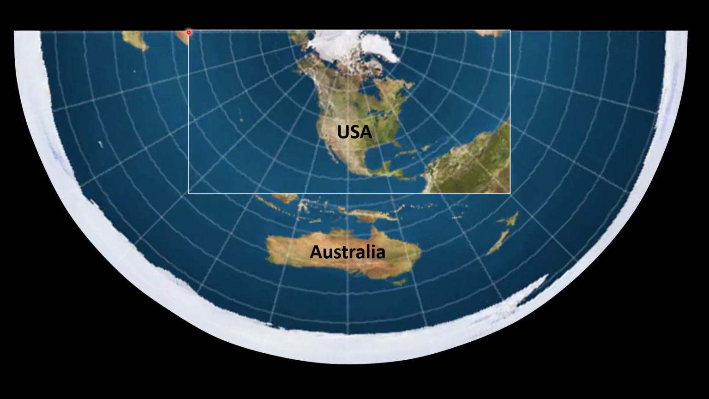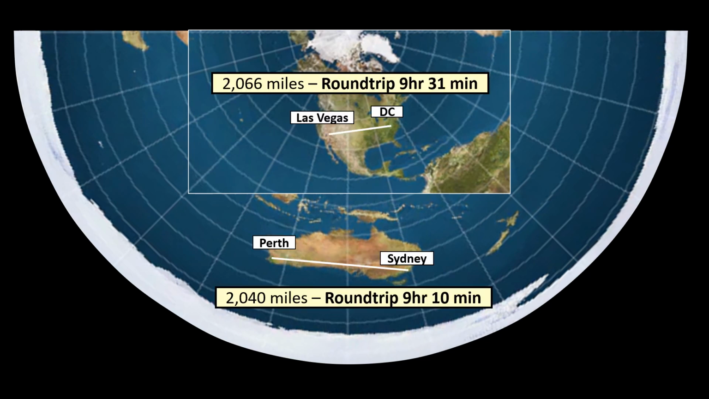Now here I took a cutout of the United States on the flat Earth map, and I superimposed it and lined up the longitude and latitude lines, and this gives us a better comparison of the east-west distances between these two countries. So on this map, it's quite easy to see that the distance from Sydney to Perth is quite a bit longer than the distance from DC to Vegas, and yet we actually have a round trip flight time that is about 20 minutes less.